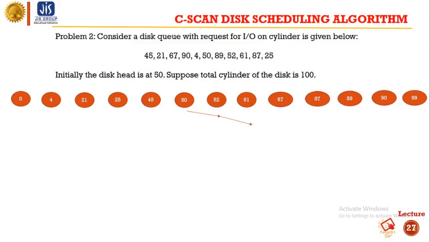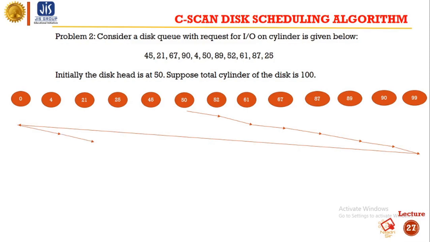So from 52 we will move to 61. From 61 we will move to 67. From 67 we will move to 87. From 87 we will move to 89. From 89 we will move to 90. And from 90 we will move to 99. And from 99 we will move to the beginning of the cylinder at the 0th position. So from 0 to 4, from 4 to 21, from 21 to 25, and from 25 to 45.